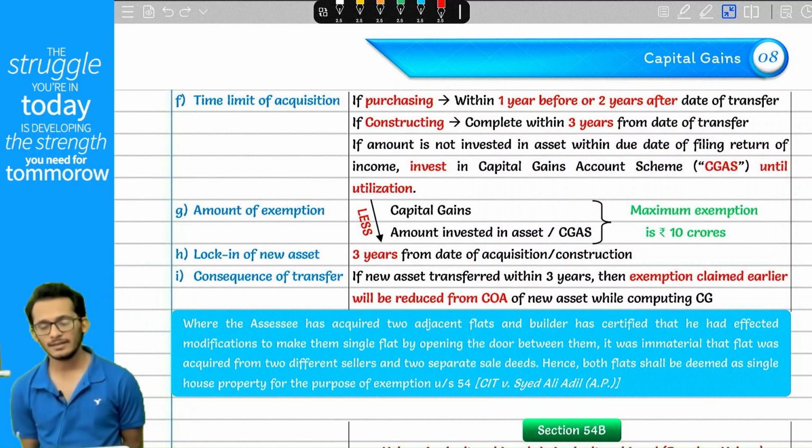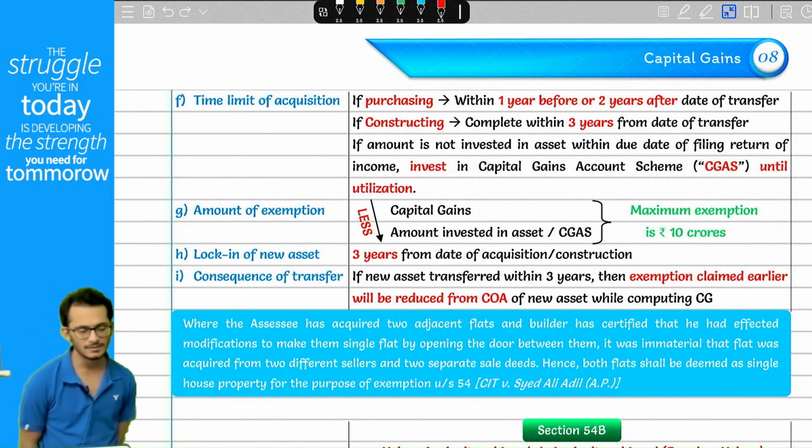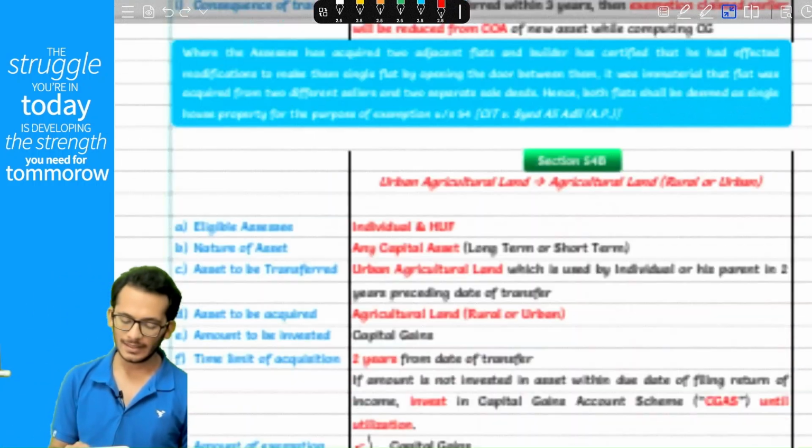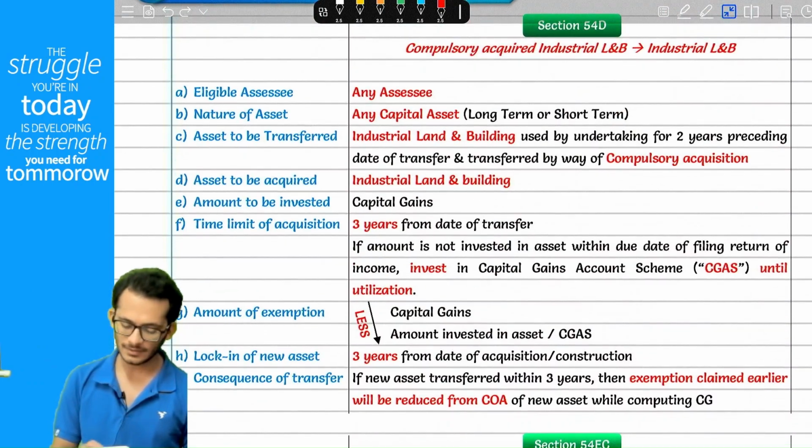Eligible for exemptions. Yes. Next, 54EC.